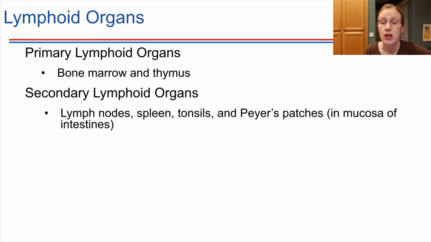Secondary lymphoid organs also include the spleen, the tonsils, and Peyer's patches, which are embedded in the mucous membranes of our intestines, and they have a very important job being located there. A lot of the food that we ingest may contain some pathogens, and those Peyer's patches do a good job of capturing most of the pathogens and dealing with them before they make their way into circulation in the body.